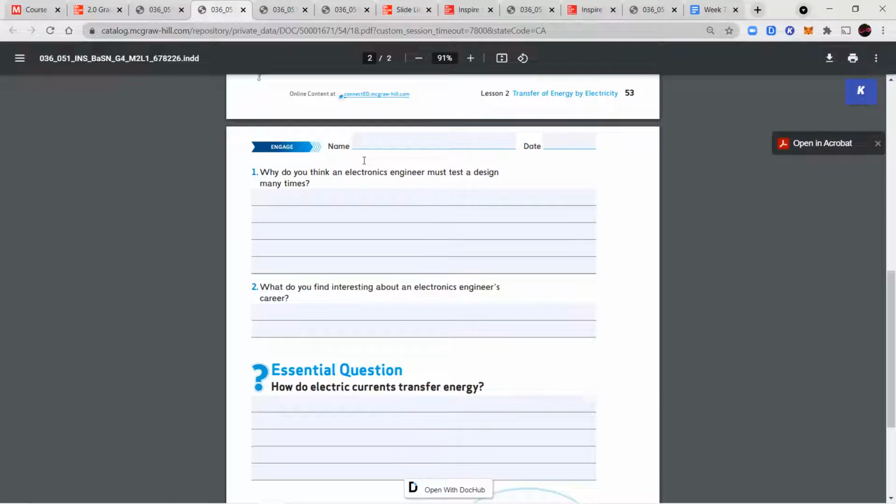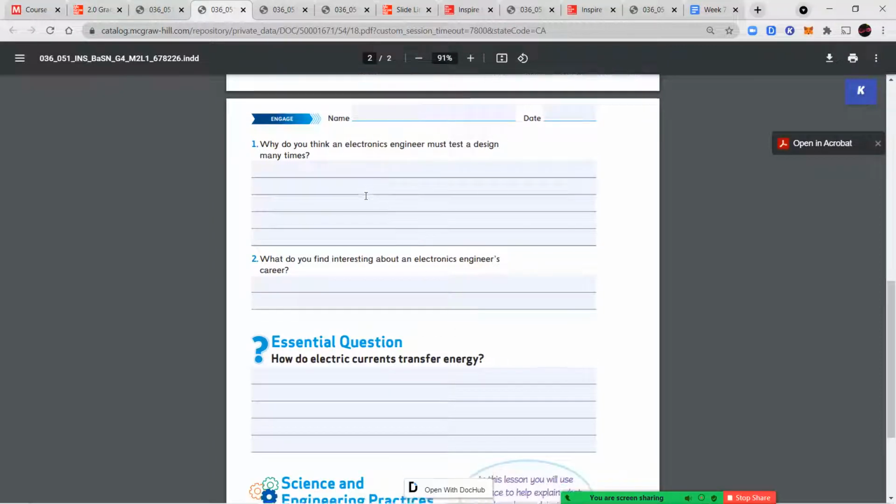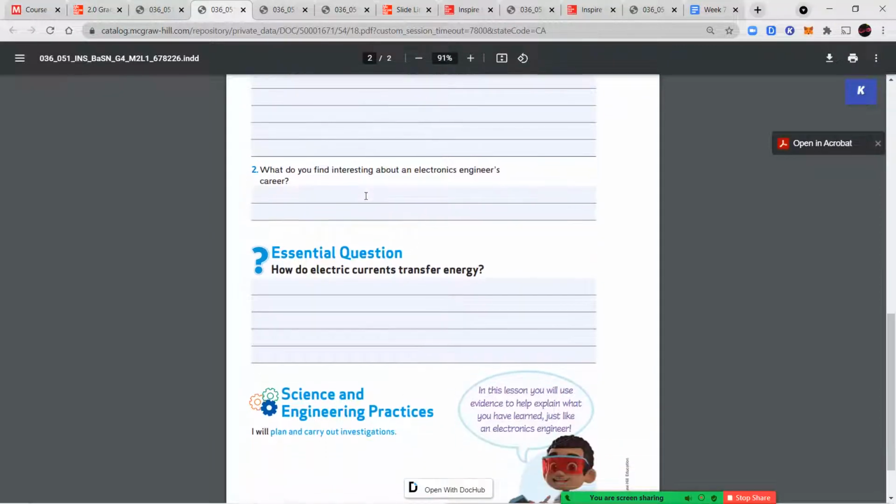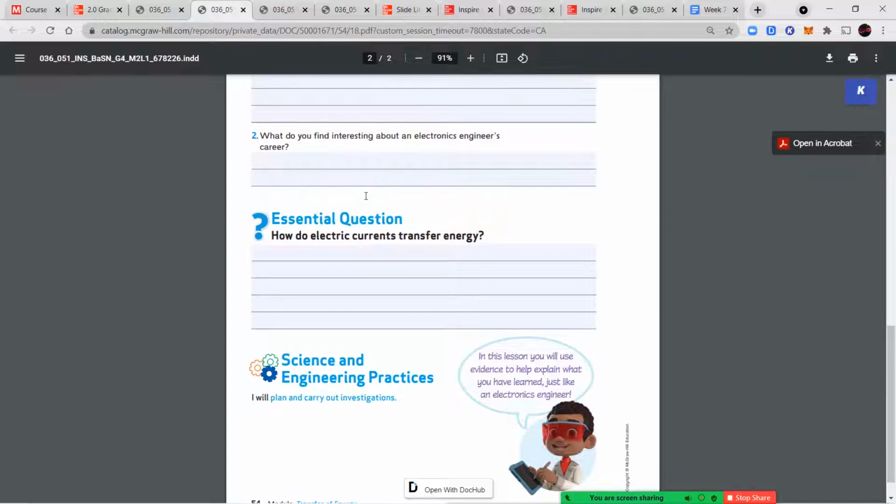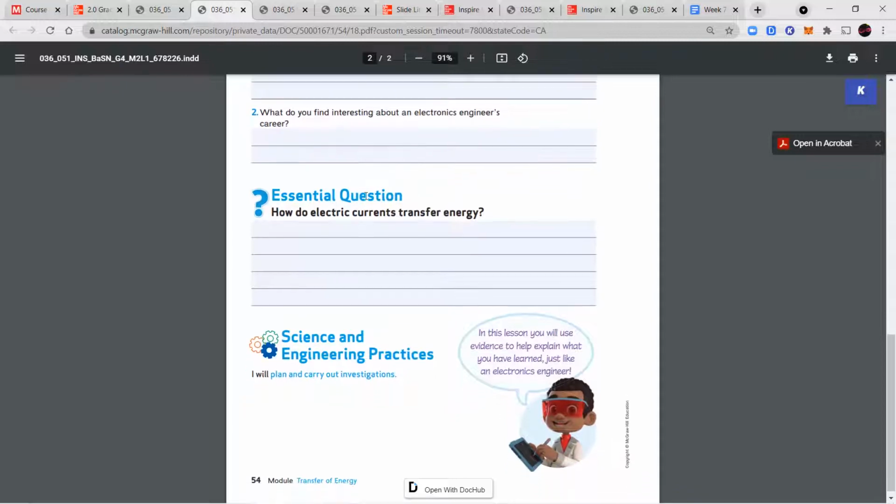Why do you think an electronics engineer must test a design many times? And what do you find interesting about the electronics engineer's career? Then go ahead and answer your essential question. How do electric currents transfer energy? So one thing an electronics engineer needs to understand is how energy is transferred through electric currents. How do you think those currents transfer energy? And then try and answer that essential question on your own.